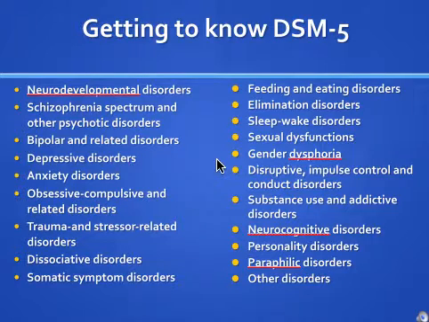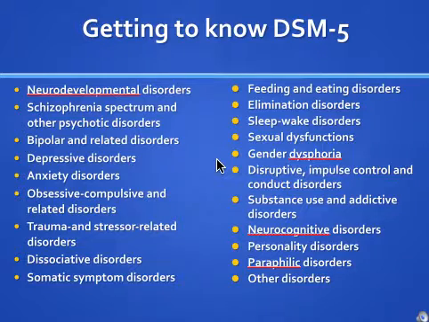This video will provide you an overview of the diagnostic categories in DSM-5. Pay attention, because this might help you with a future exercise. First up, we have neurodevelopmental disorders. This category includes diagnoses such as autism spectrum disorder, ADHD, and intellectual disability.